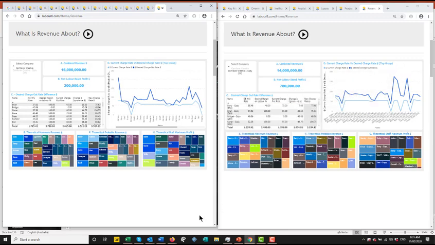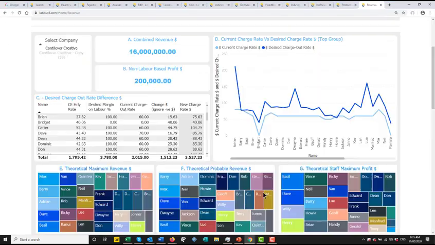If we look at the patchworks now, down here we have the theoretical maximum revenue. So this is in theory that if each of these individuals had 100% of their time at the maximum billable hourly rate, Max would make me 166,000 a year. Vince would make me 124,000 a year.